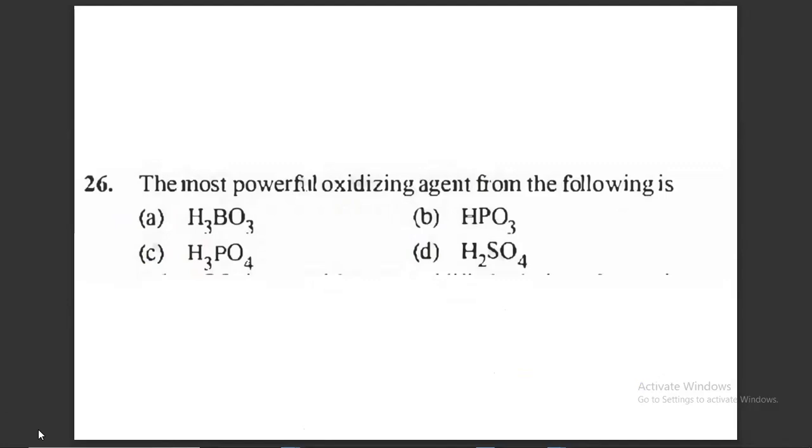The most powerful oxidizing agent from the following is. In sulfuric acid, sulfur is in the highest oxidation state, that is plus 6. So it is the strongest oxidizing agent. Sulfuric acid is the answer.